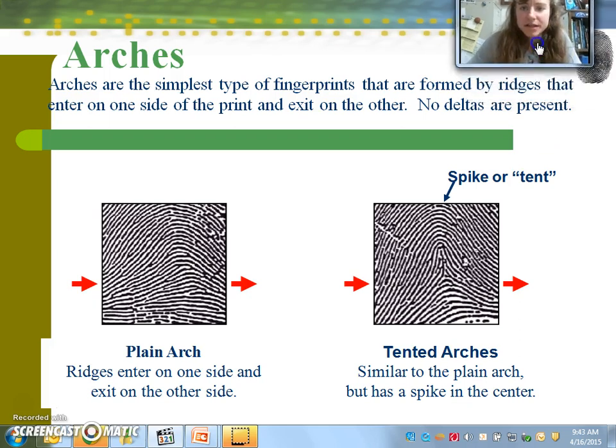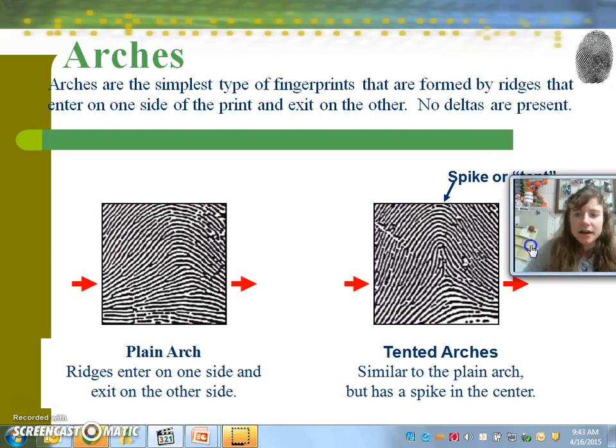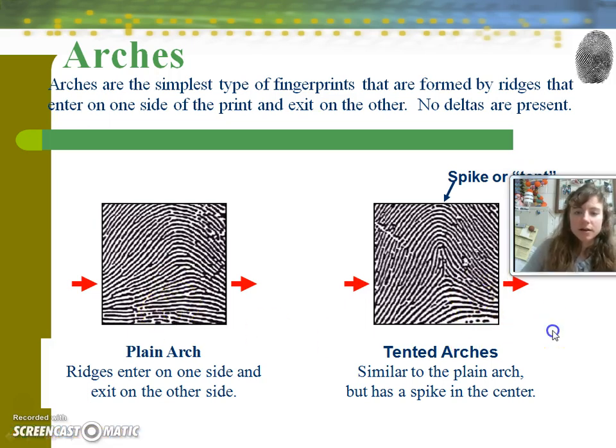Arches are the simplest type, formed by ridges that enter on one side of the print and exit on the other. And there are no deltas, no triangular shaped ridge patterns. So we've got a plain and a tented.